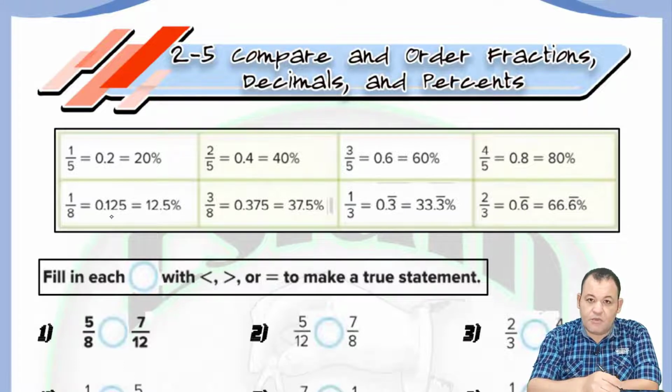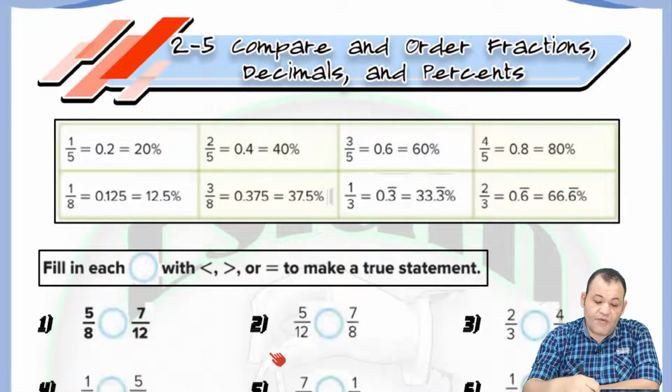1 over 8 is equal to 0.125, and that will be 12.5%. 3 over 8 is equal to 0.375, that will be 37.5%. 1 over 3 is equal to 0.3 repeated, it means we will repeat 3 an infinite number of times, and that will be 33.3%. 2 over 3 will be equal to 0.6 repeated, and that will be equal to 66.6%.